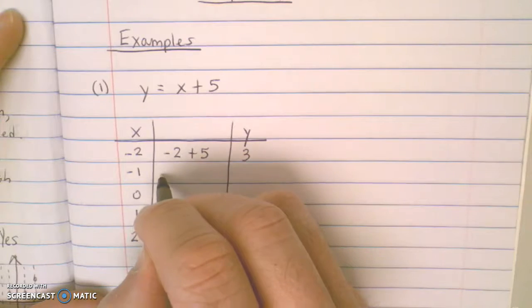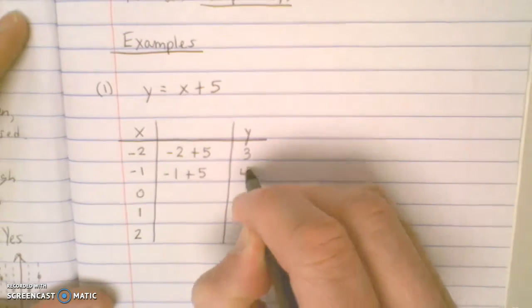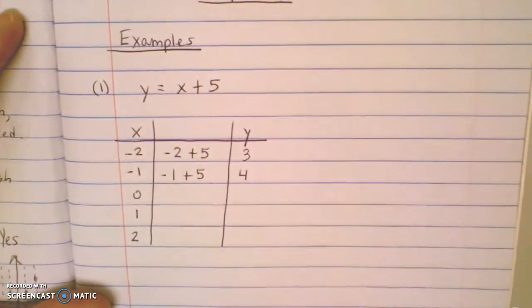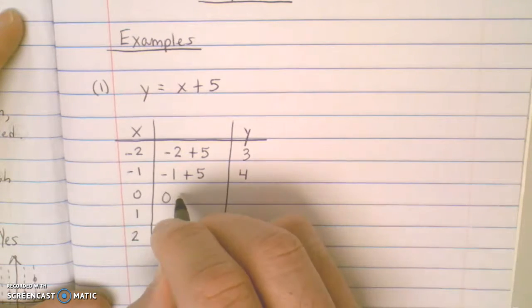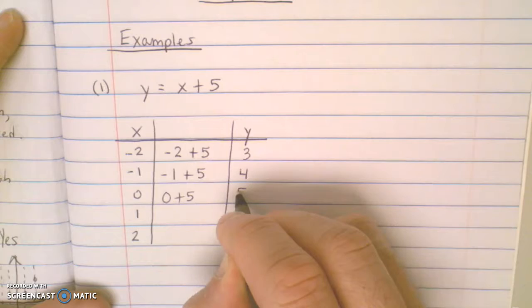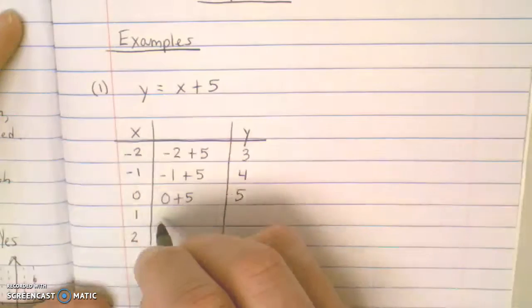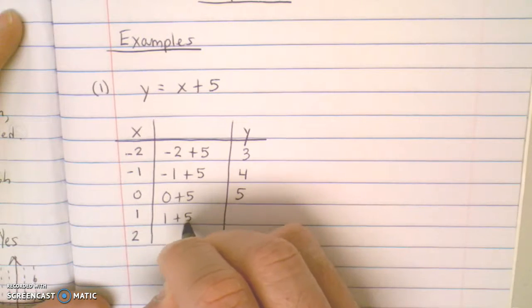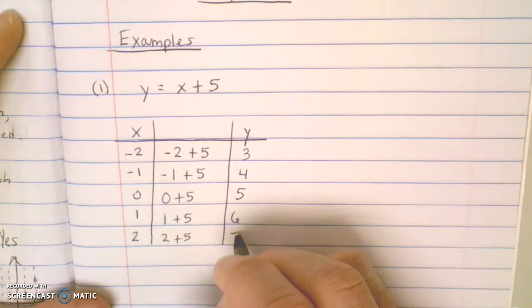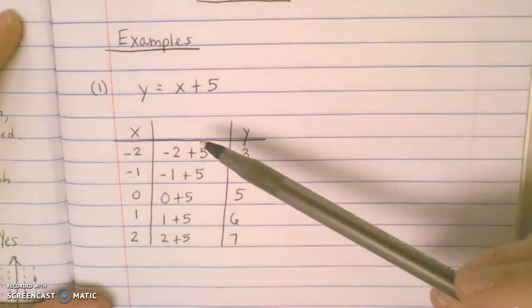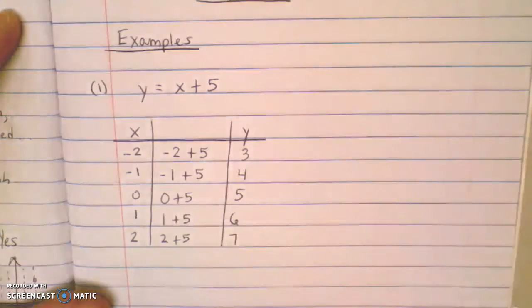Do the same thing with the next x value. You take the value and you plug it in, and you apply the rule. Do the same thing again. This time I'm plugging in 0, then 1, and then 2. So I'm taking my x value, and I'm plugging it in, and it's applying the rule. So notice the only thing that changed was what I plugged in for x each time.